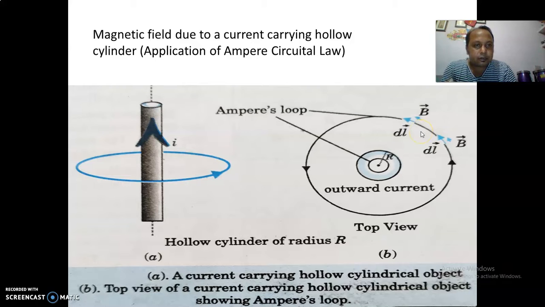Whenever we consider an Amperian loop, the radius of the Amperian loop is given by small r. So here you can see when the point is outside, this is the radius of the Amperian loop, which is given by small r, which is greater than the capital R, which is the radius of the actual cylinder. And when we consider a point inside the cylinder, then this is the Amperian loop, for which the radius again is given by small r. So we are going to find the magnetic field in both the cases. Let us see how it can be done.